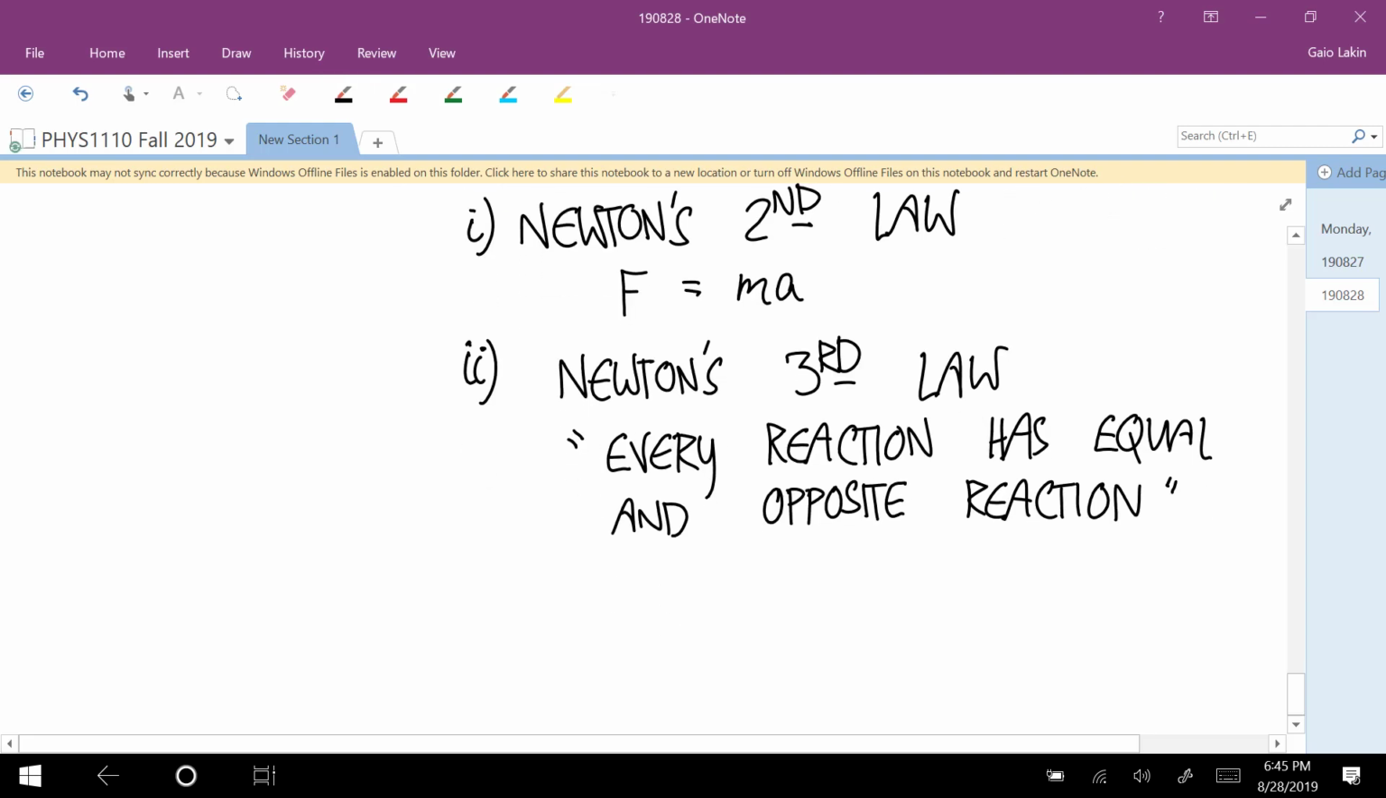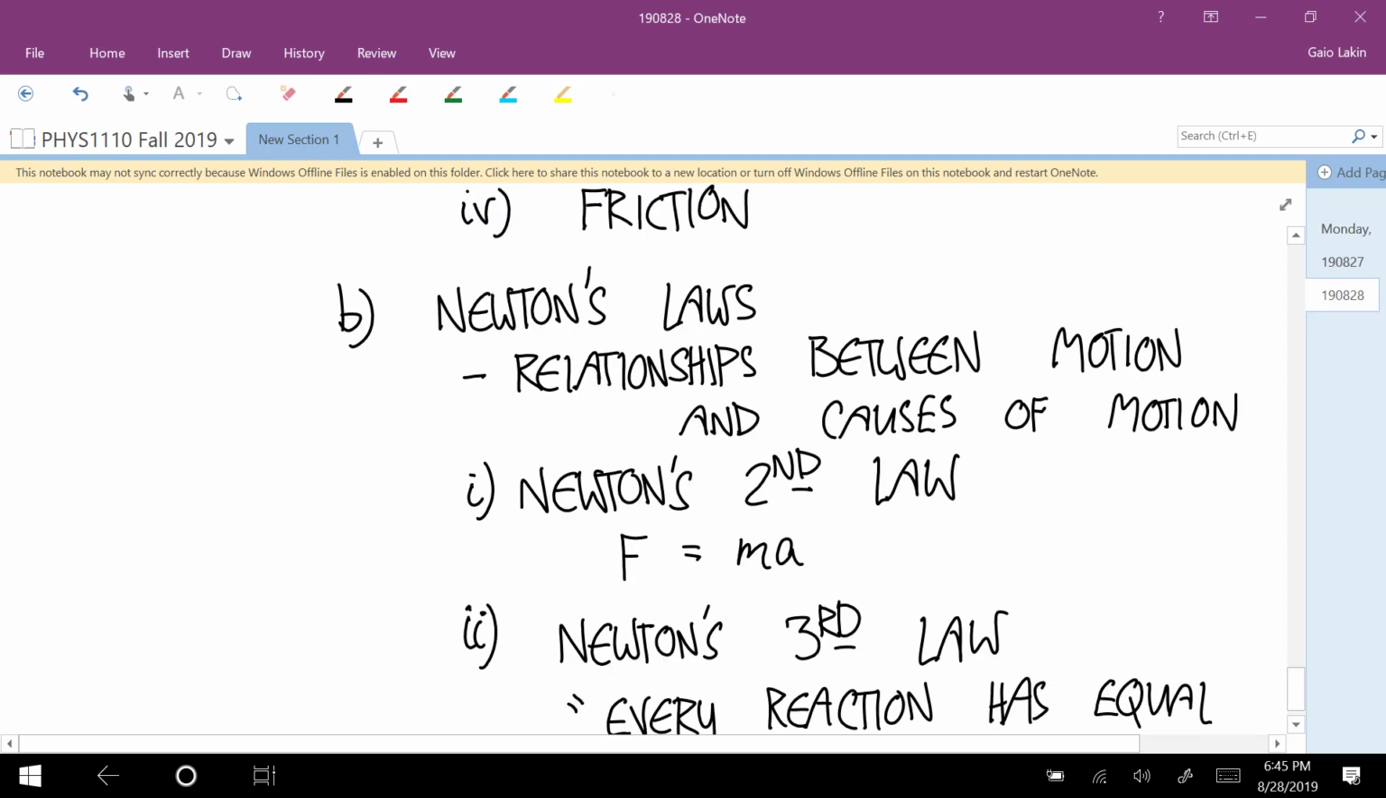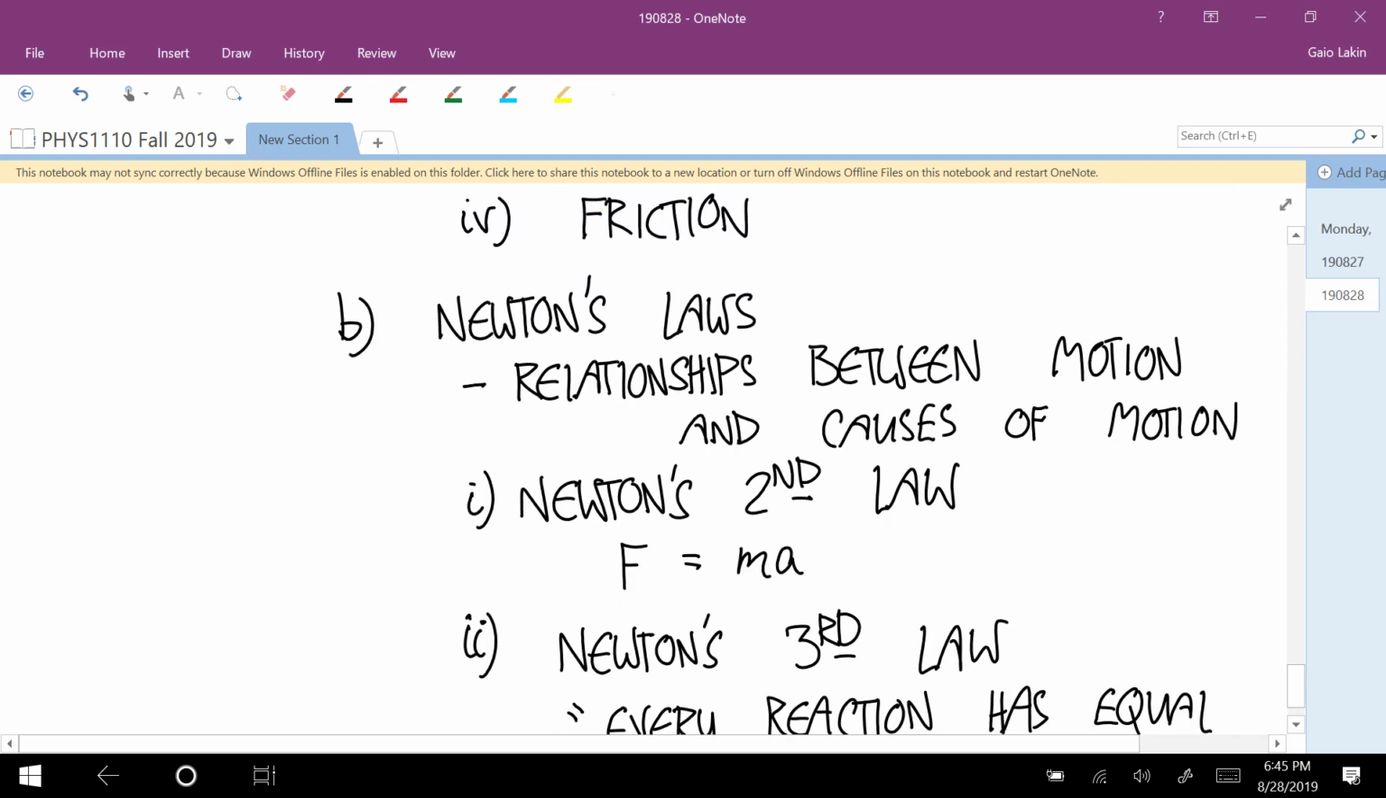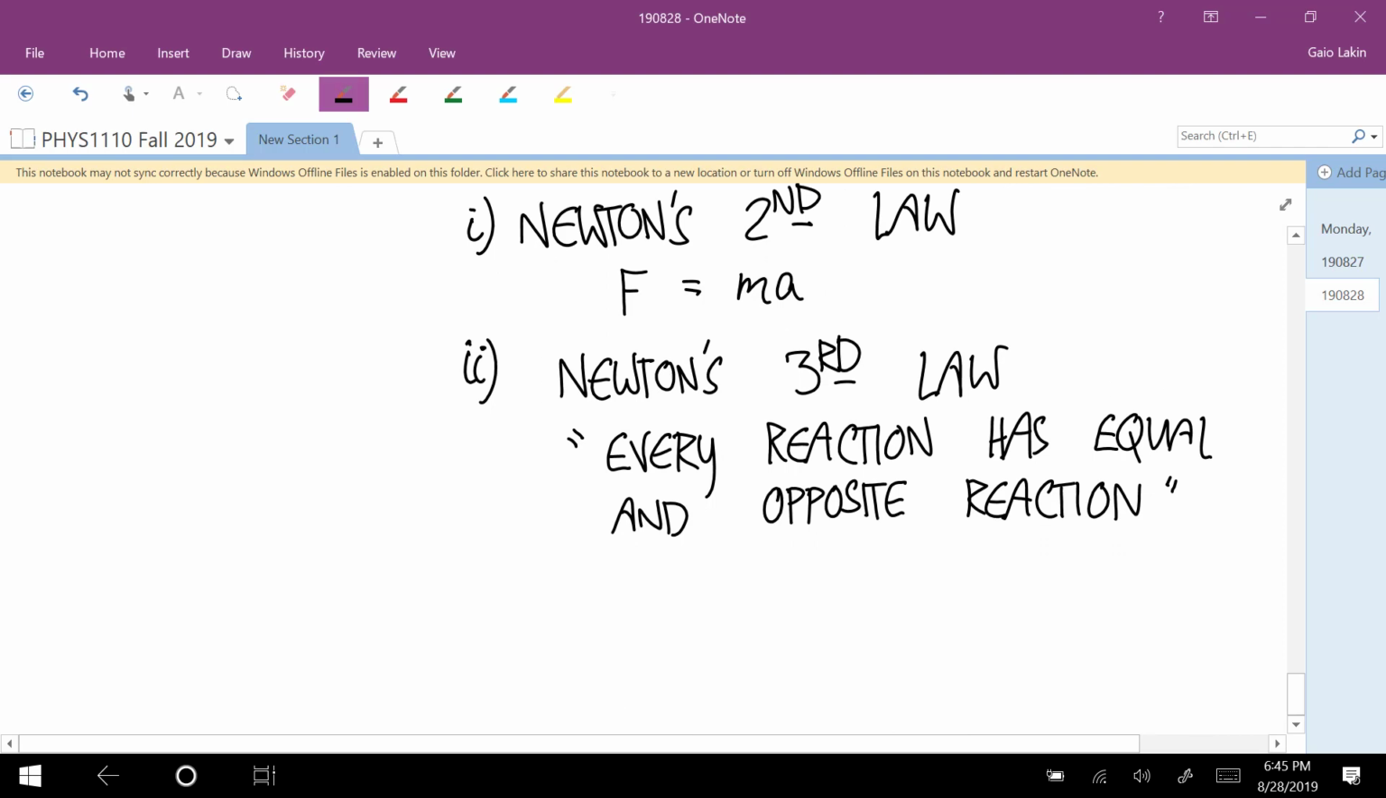Okay, so Newton's third law. And then the last thing that we're going to do after Newton's laws. The big overall topic here is 2D particle kinetics. And we're going to talk about circular motion.